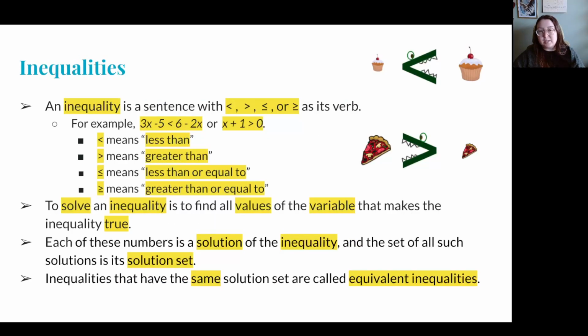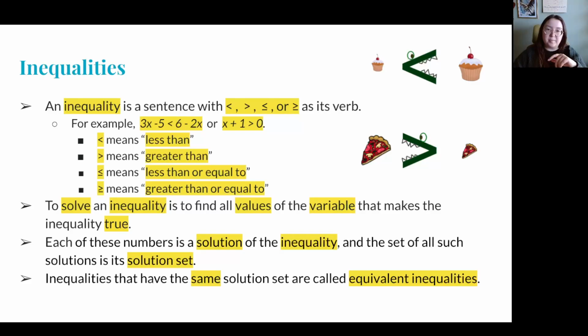So for inequalities, we say an inequality is a sentence with less than, greater than, less than or equal to, or greater than or equal to as its verb. So instead of saying something equal, you would say something less than, something greater than. Then you also have less than or equal to and greater than or equal to. So for example, 3x minus 5 less than 6 minus 2x, or something like x plus 1 greater than 0. And we have a little key here for what each symbol means.